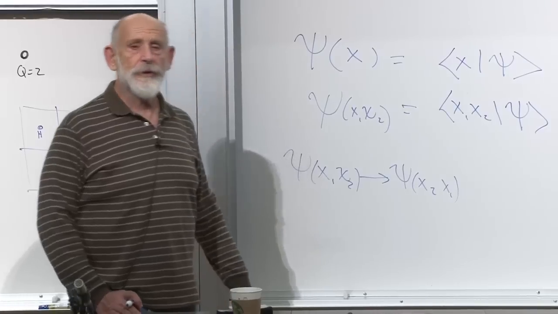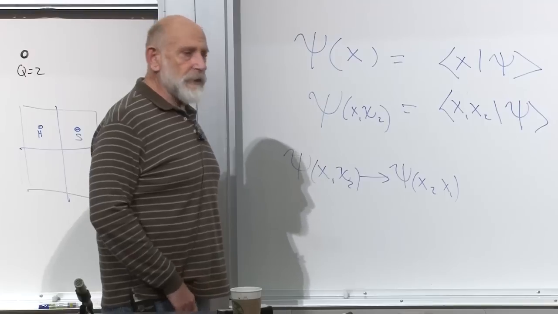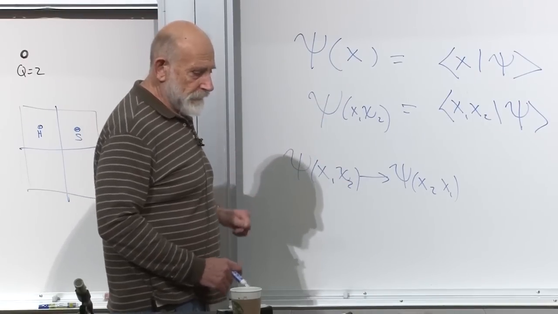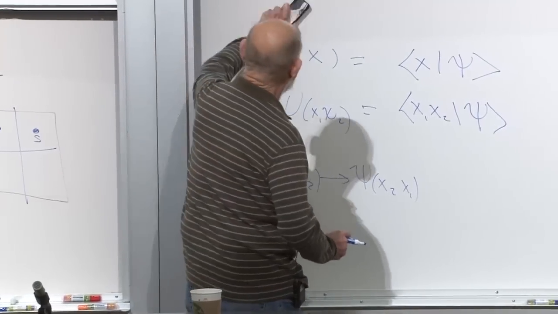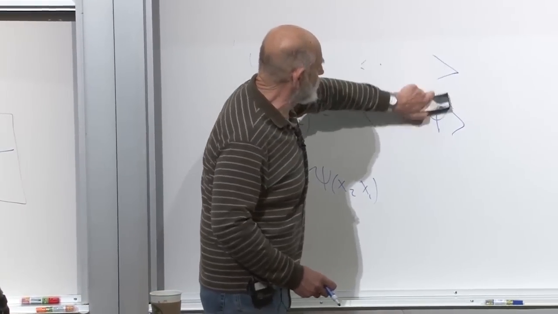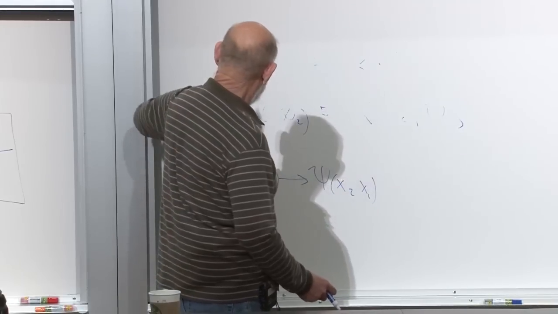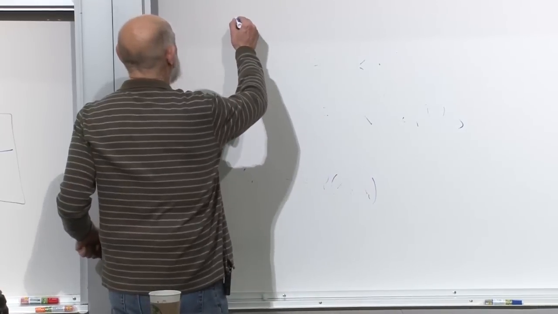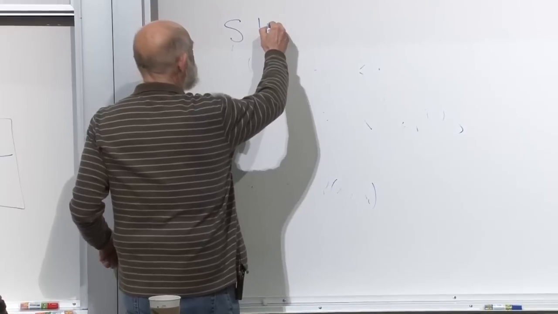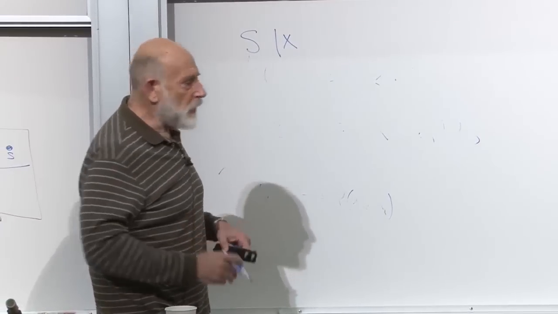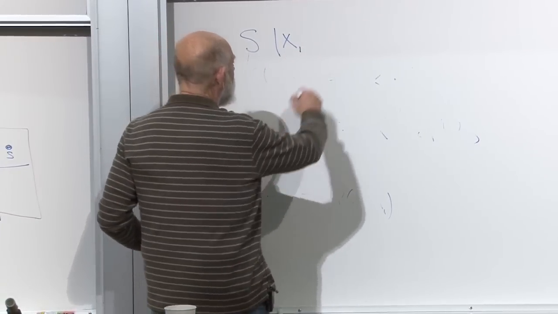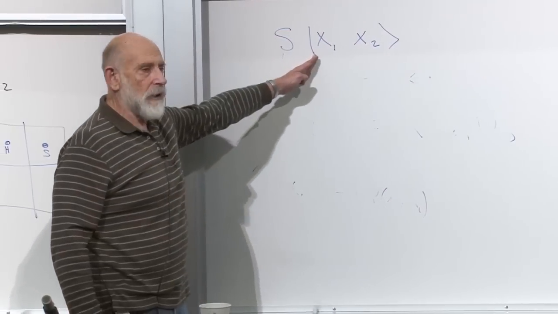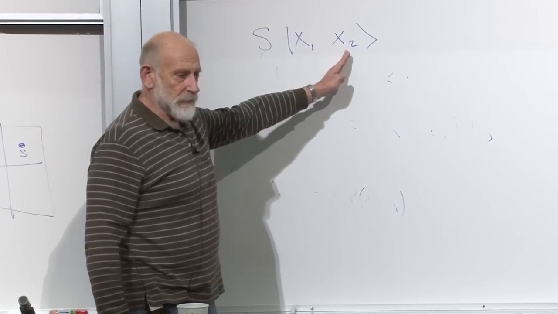Let's give that transformation a name. It's an operator. It operates on a wave function and gives a new wave function. So let's call it the swap operation. Let's call it S. And here's what S does. S acts on a state with particle 1 at position x1 and particle 2 at position x2. How do I know which is particle 1? Particle 1 comes first. Particle 2 comes second.